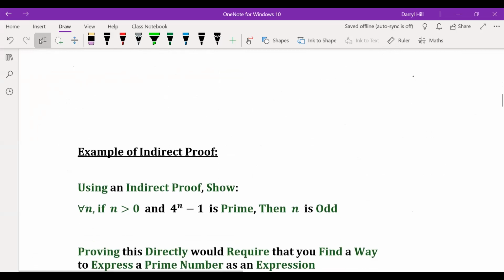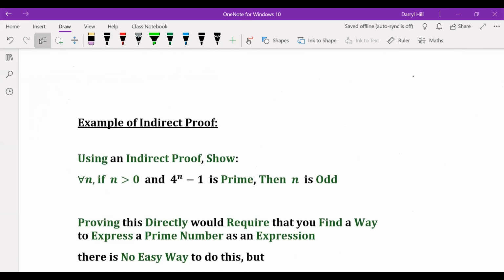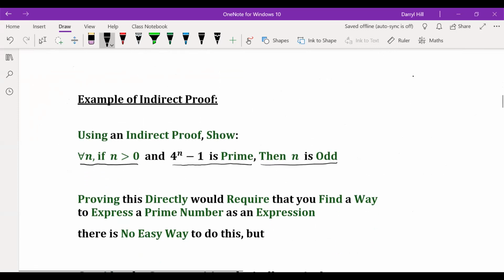Okay, direct proof, indirect proof. So using an indirect proof, we're going to show that for all n, if n is greater than 0, and 4 to the power n minus 1 is prime, then n is odd. So proving this directly is difficult because we need to find a way to express a prime number as an expression. There's no real way to express a prime number as an expression. We can only say what's not a prime number, and what's not a prime number is a number composed of more factors than just 1 and itself. So a prime number's only factors are 1 and itself, and a non-prime number we could express as A times B.